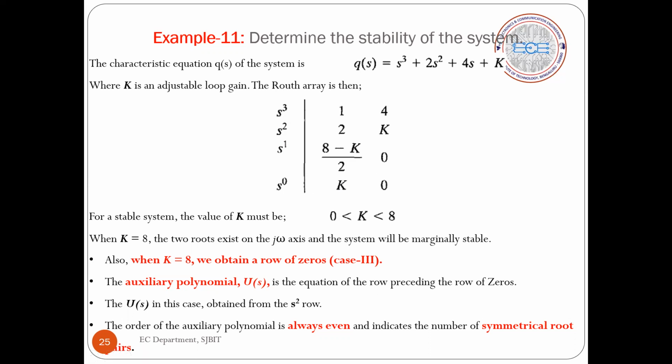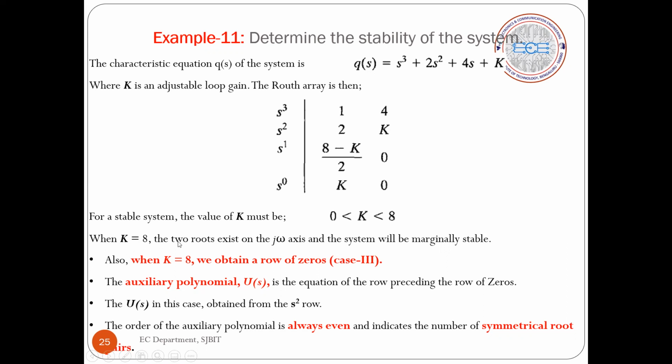For a stable system, the value of K must be positive. Here, K should be positive. Now, if I take this term, K should be less than 8. If it becomes 8, what will happen? It will become 0 and you will get that element 0. If it becomes any value above 8, then this term becomes negative. Once the term becomes negative, the system becomes unstable. We will find roots existing to the right of the S plane. So we say that the system is unstable.